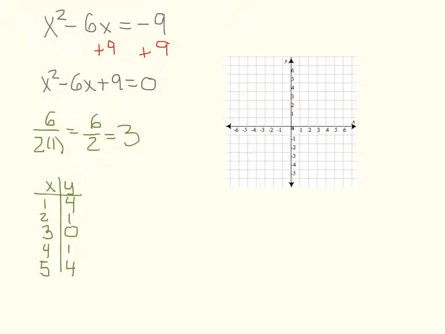So let's graph this. So if we graph this, we're going to go to 1, 4, 2, 1, 3, 0, 4, 1, and 5, 4. We can go ahead and graph it. It crosses at x equals 3. So this is an example of where it only crosses in one spot. Let's take a look at one last example.